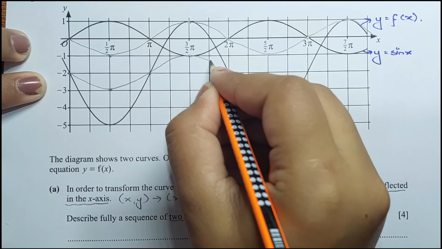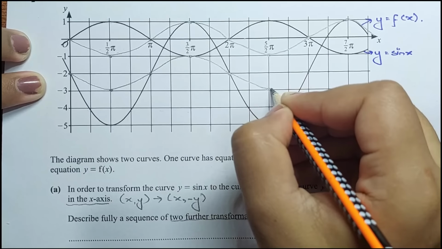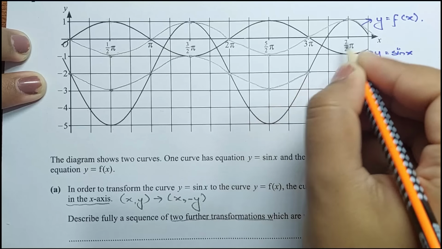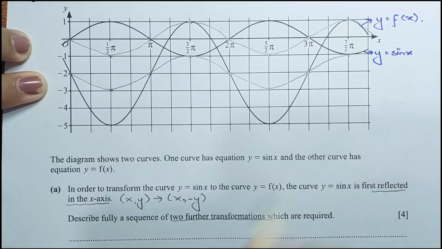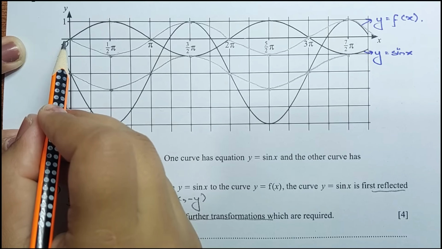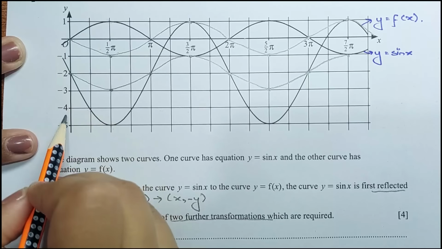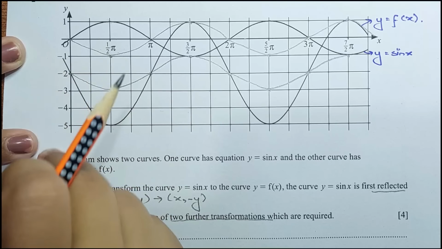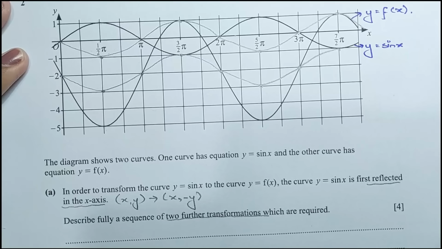1 and 2 units is this point, okay. Again 2 units, this point. 2 units, we have this point, okay. So we have a reflection, a translation, 2 units down, a vertical translation, and there is a stretch in the y direction, a vertical stretch. So how much is the vertical stretch?